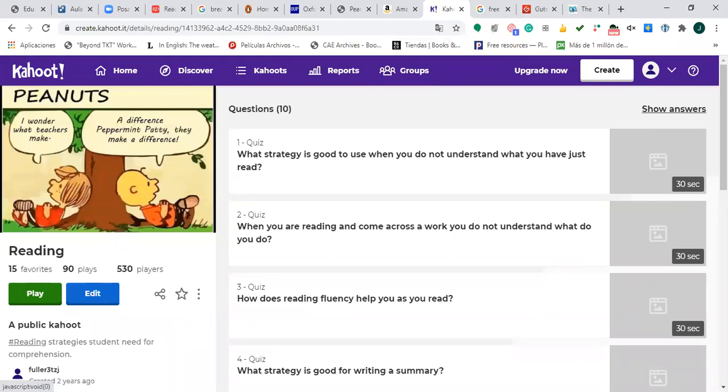Now I was looking for some Kahoots. You can create Kahoots too. When we have the module of TICs or ICTs, I'm going to show you how to create a Kahoot. And also you can use the Kahoots that this platform has. So you have here Discover.